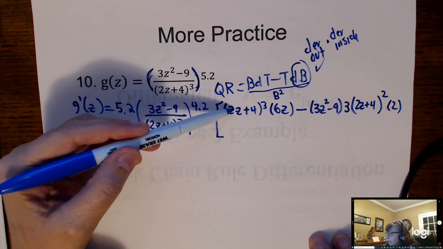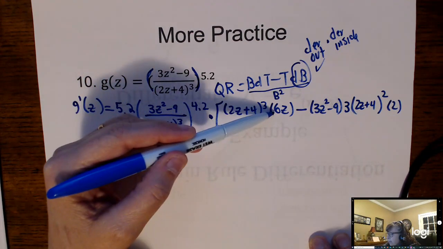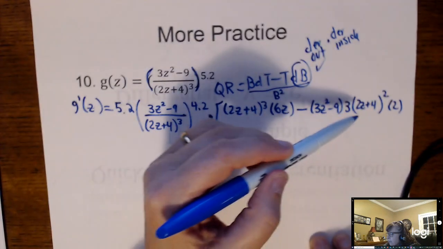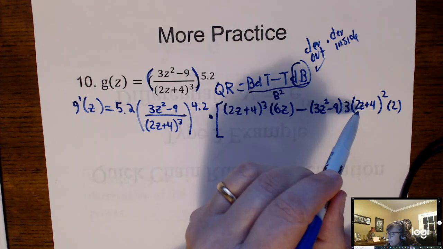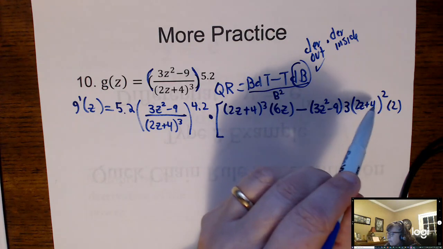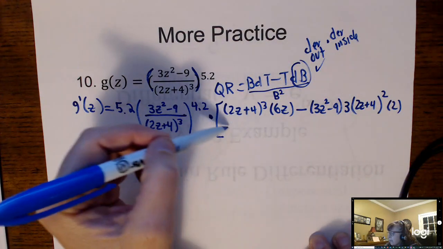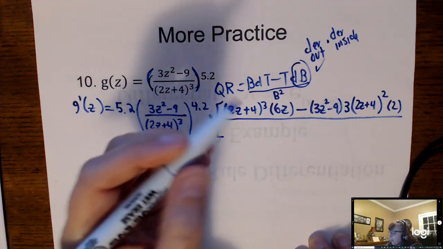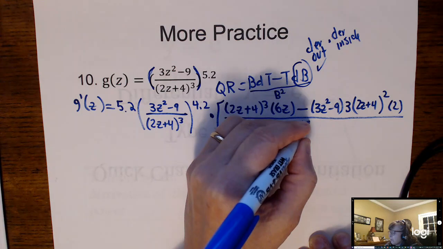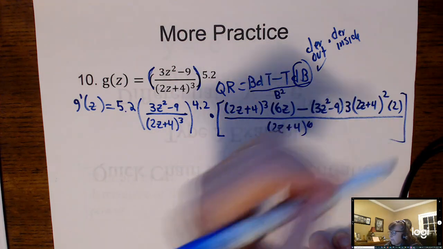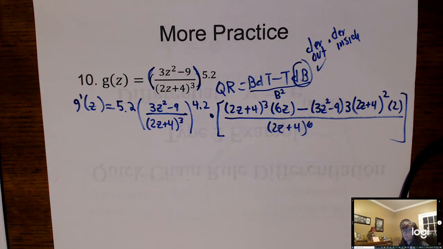So we have bottom derivative of the top minus the top derivative of the bottom, which was chain rule, 3 times 2z plus 4 quantity squared, derivative of the outside times the derivative of the inside. All of that over the bottom, 2z plus 4 to the third power squared, so that's to the 6th. That is a very complicated one.